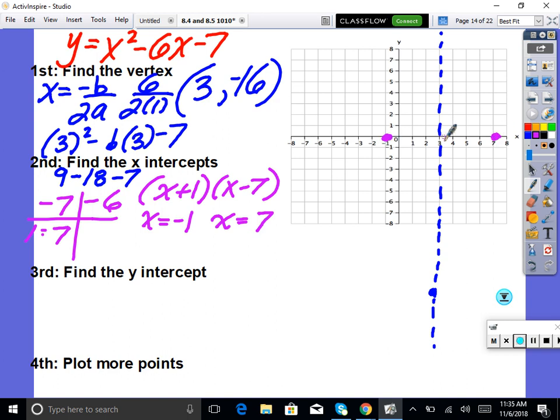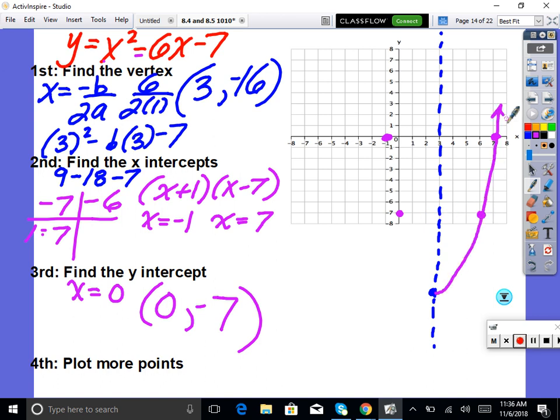Now look, it should be symmetric over the axis of symmetry. 1, 2, 3, 4. 1, 2, 3, 4. All is good. We now have 3 points. That's not enough. So let's find the y-intercept. The y-intercept is always when x equals 0. So then we'd have 0, comma, -7, right, everybody? So 0, -7, and now I can use that to plot over 1, 2, 3, 1, 2, 3, and now I have enough points to connect the dots. Not too shabby.